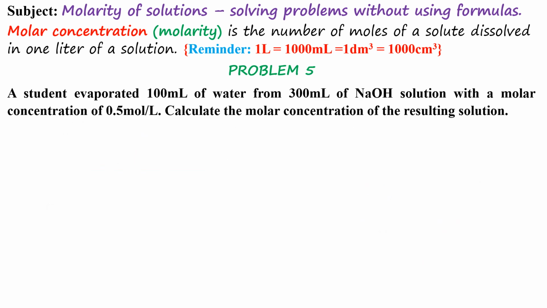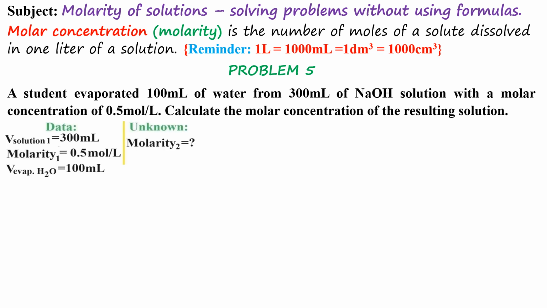Problem number 5. A student evaporated 100 milliliters of water from 300 milliliters of sodium hydroxide solution with a molar concentration of 0.5 mole per liter. Calculate the molar concentration of the resulting solution. Let's start by writing down what we know and what we need to calculate in this problem.